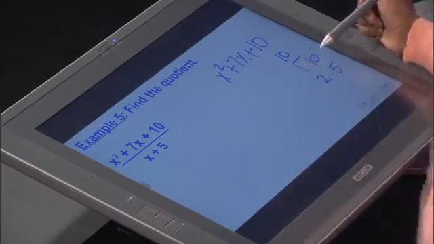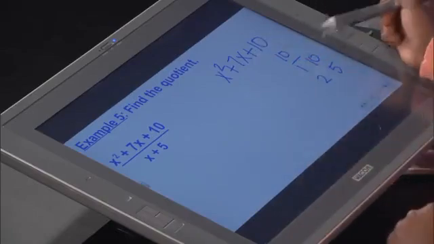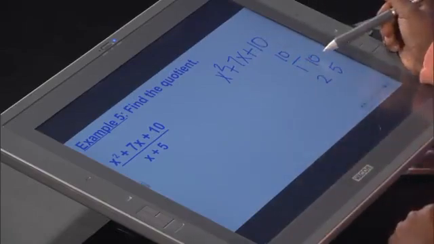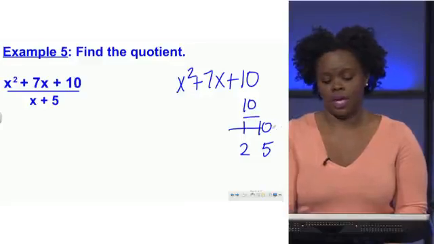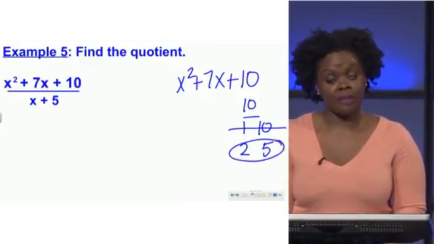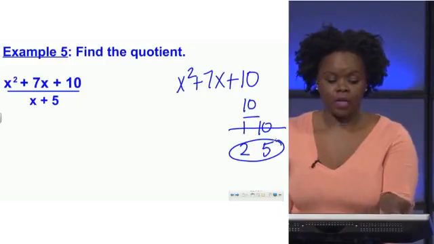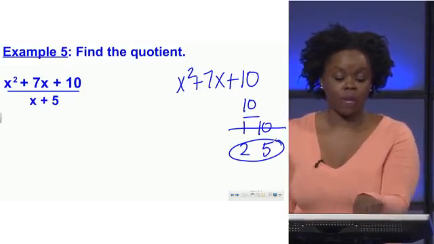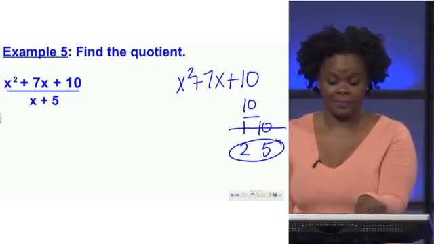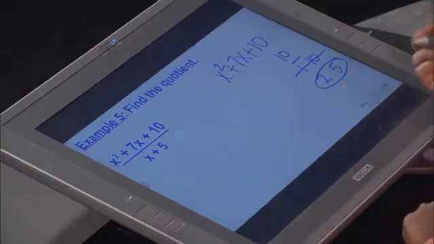I need to find out which one of these pairs, when I add them up, is going to give me positive 7. Well, I know 1 plus 10 is 11, so it's not that pair. 2 plus 5 is definitely 7. So I know this is the pair that's going to work for my factors. So now I'm going to go back to the problem and rewrite that x squared plus 7x plus 10 by its factors, x plus 2 and x plus 5.